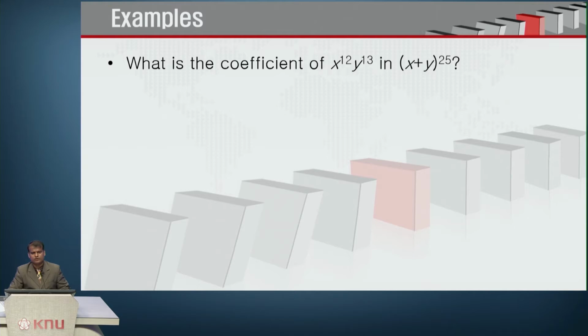Let's see some examples with x to the power 12 and y to the power 13 in (x plus y) to the power 25. We started with the cube, we went to power 5, and right now we are at power 25. In power 25 there is a coefficient for x to the power 12 and y to the power 13. That is 25 choose 13, that is 25 choose 12, which is 25 factorial divided by 13 factorial times 12 factorial.